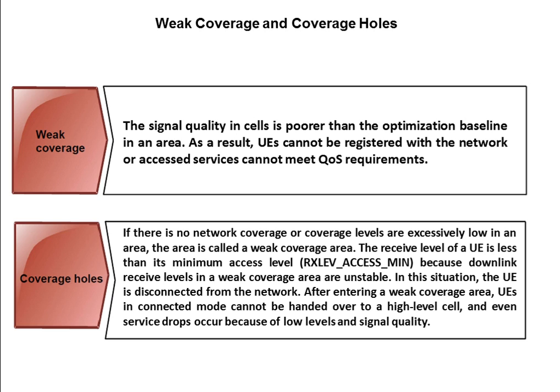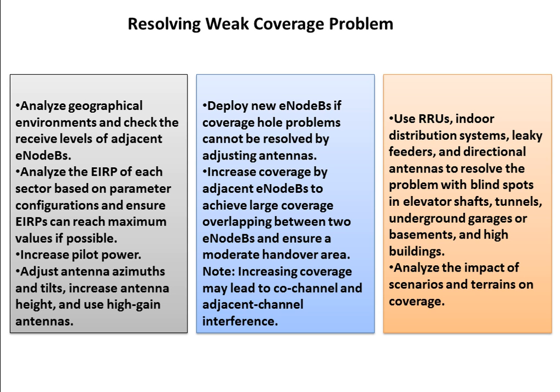In the case of the coverage hole, there is no coverage at all, or there could be a coverage level which is very low in the area. So the receive level of the UE is less than the Qrxlevmin. In that case, we will not be able to latch onto the cell. So the UE will be disconnected from the network, and the UE can connect once it is moving into the weak coverage. Handovers could be triggered, and sometimes they could be successful, sometimes they could be failures also. So a lot of call drops can happen due to this.